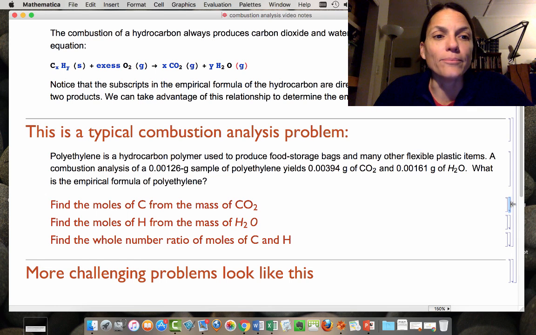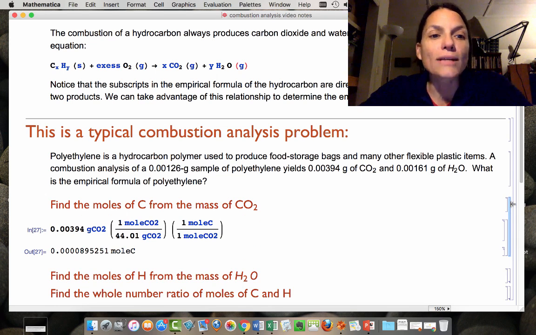So here's our first step. We know the mass of the carbon dioxide produced from the combustion reaction. We're going to divide that mass by the molar mass of carbon dioxide, which is 44.01 grams per mole. The next step is that for every 1 mole of carbon atoms, we have 1 mole of carbon dioxide. It's a 1-to-1 ratio. So if we do that calculation, we can calculate the moles of carbon.